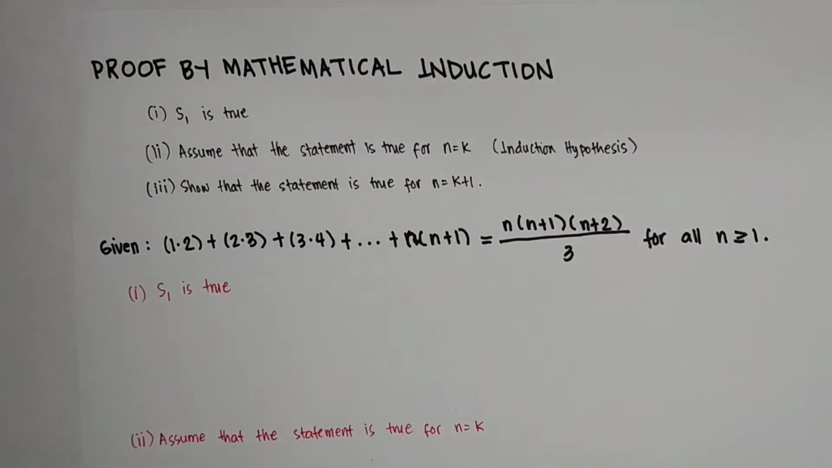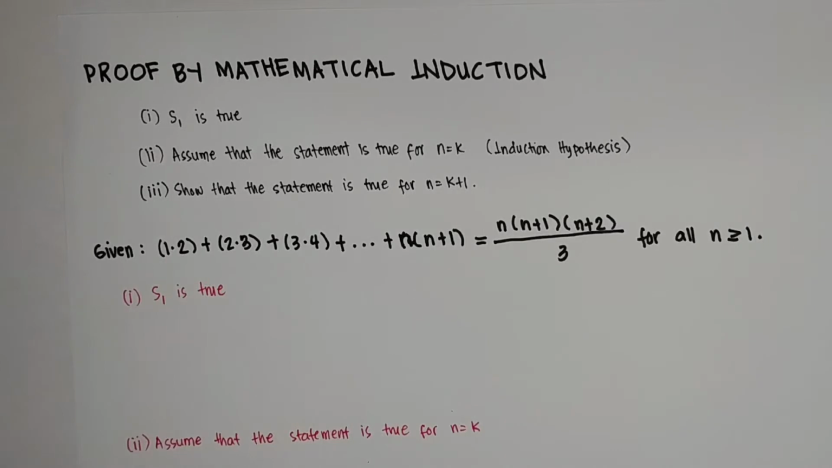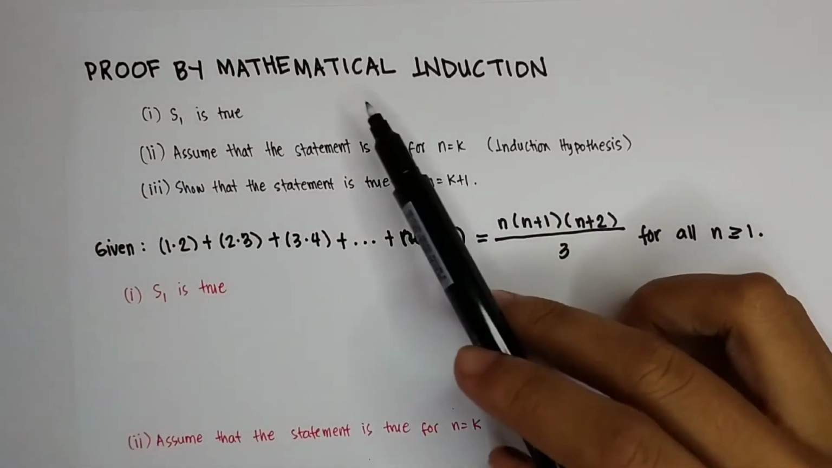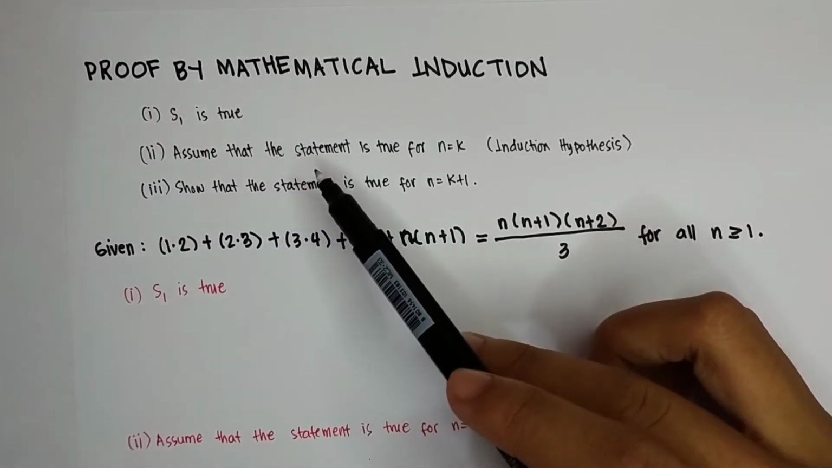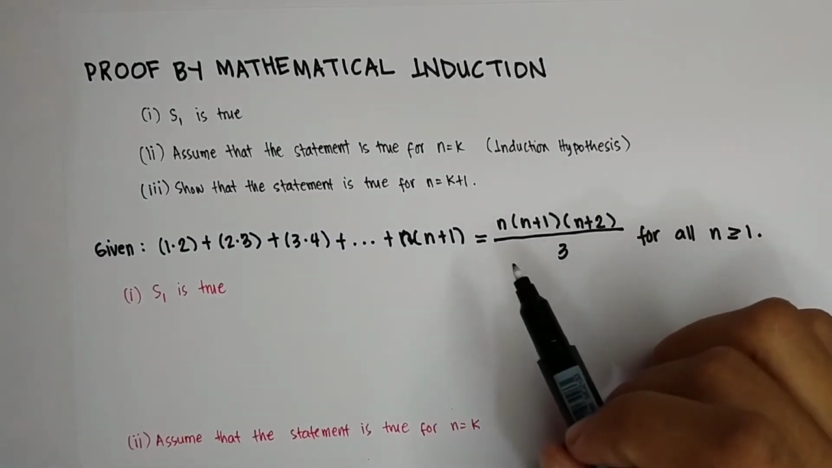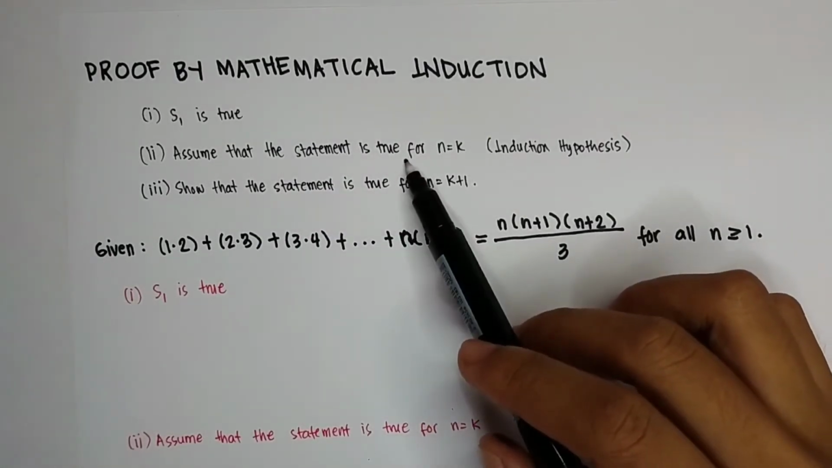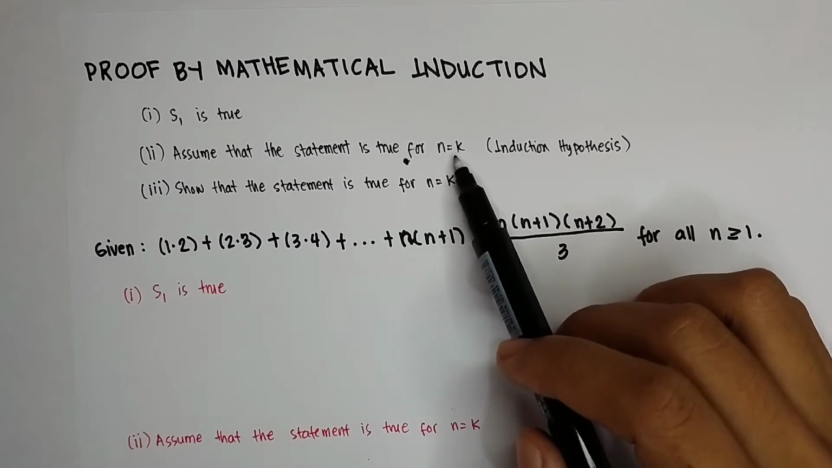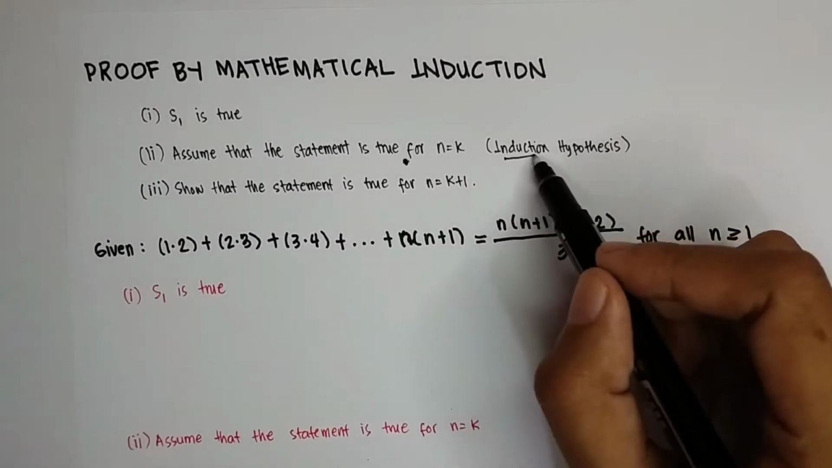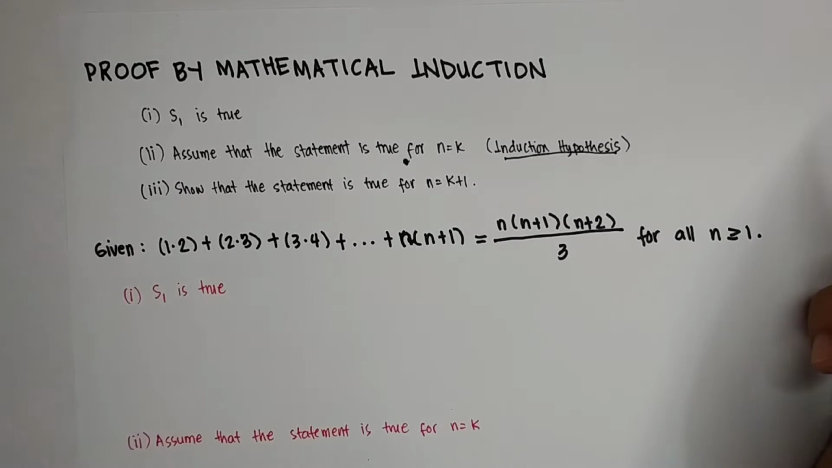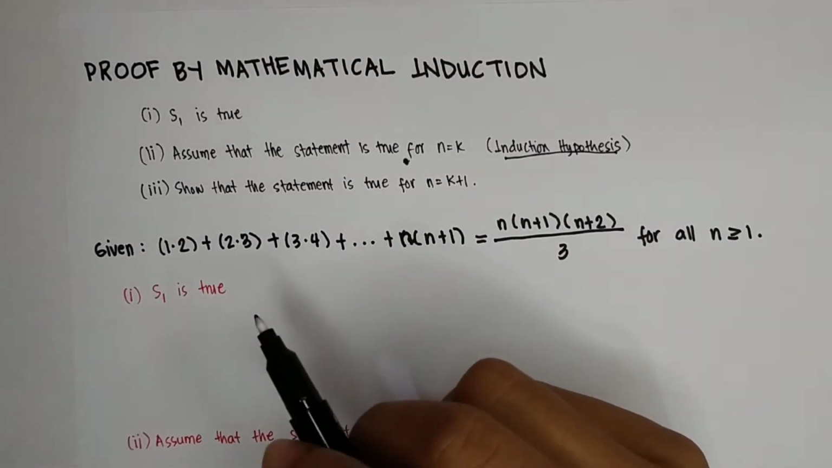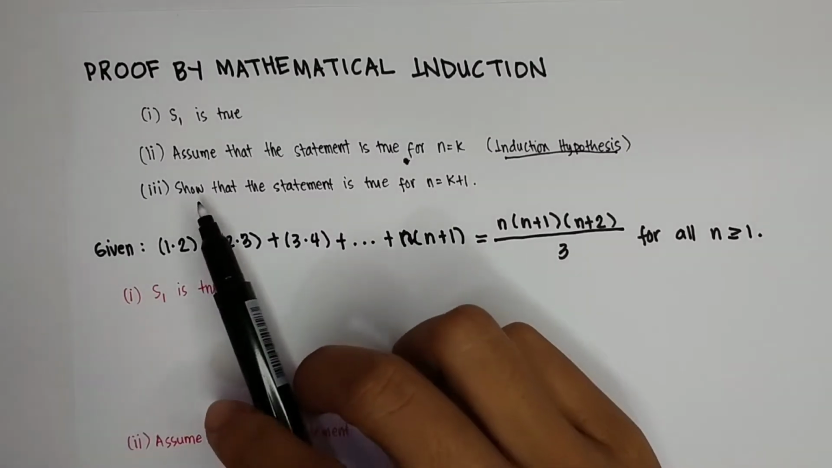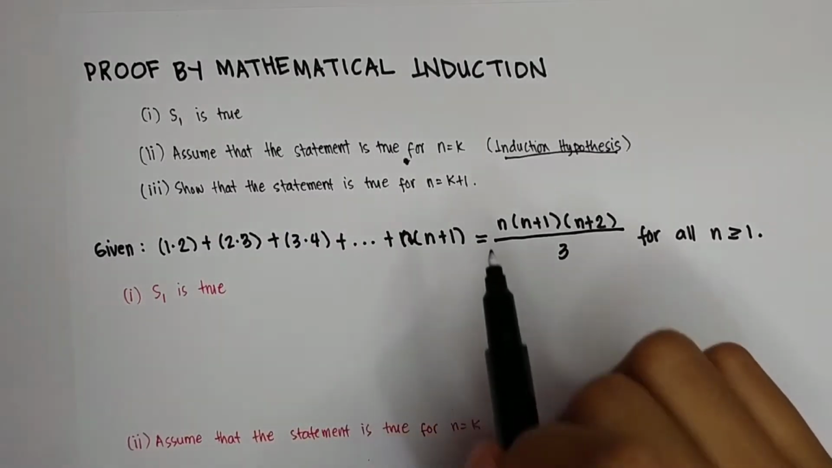In proving a statement using mathematical induction, we need to satisfy three conditions. So, ito yung three condition na kailangan natin satisfy. First, you need to make sure that your S1 is true for the given equation. Then, second, we assume that the statement is true for n is equal to k. This will be your induction hypothesis. So, yun yung magiging induction hypothesis mo. Then, after that, show that the statement is true for n is equal to k plus 1.